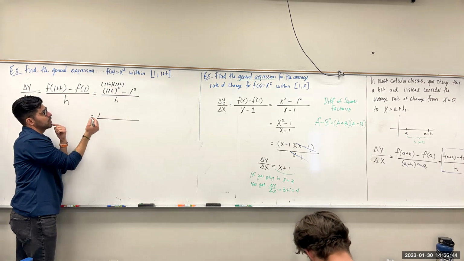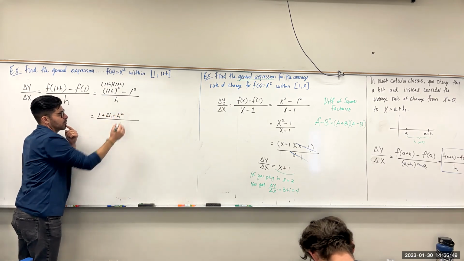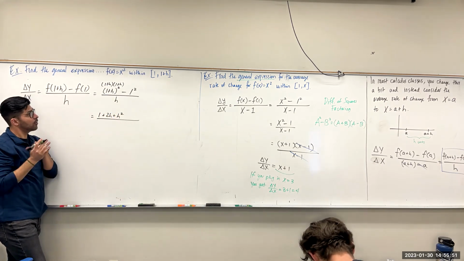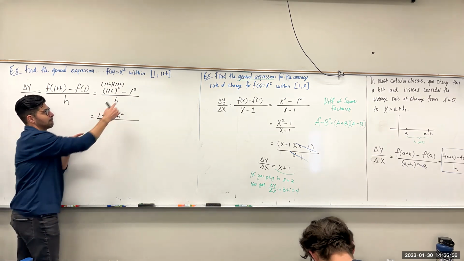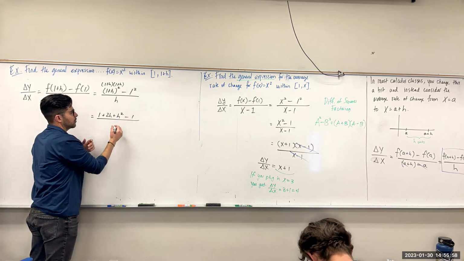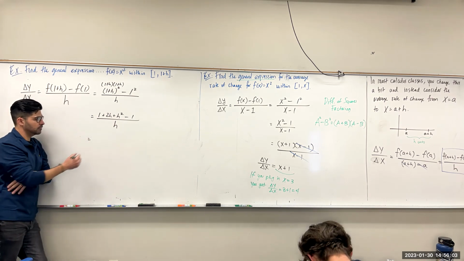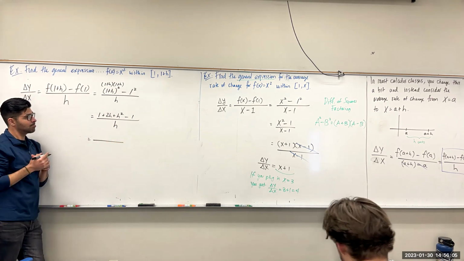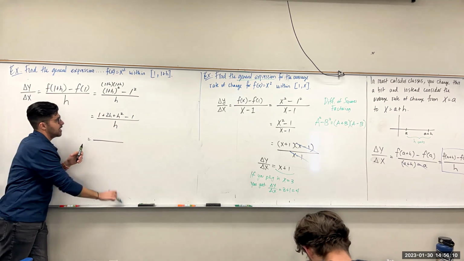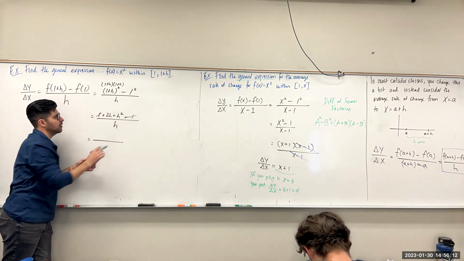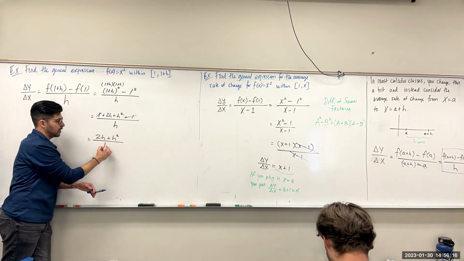It would be 1 squared, which is 1, plus 2h plus h squared. So when you FOIL that out, you get 1 plus 2h plus h squared. And then minus the 1 squared, which is just minus 1. Let me slow down. What can we do on the top? Yeah, that 1 and this minus 1 cancel out. So you end up with 2h plus h squared over h.